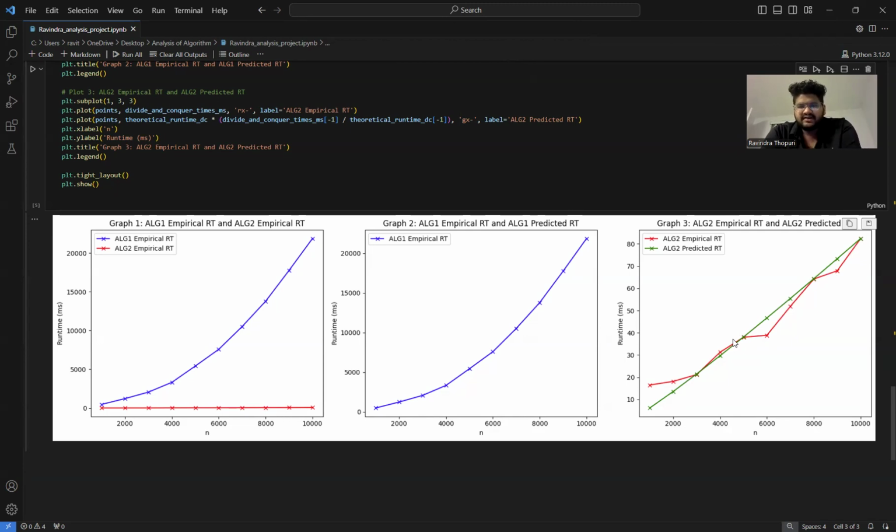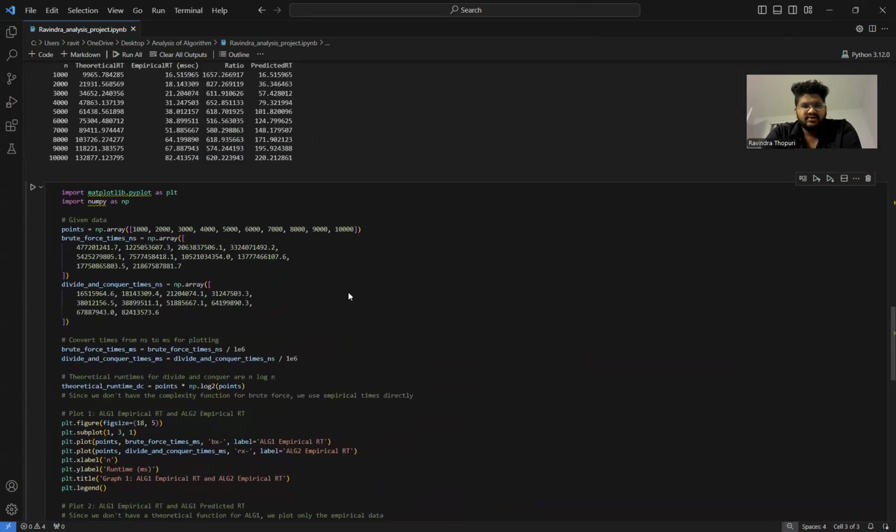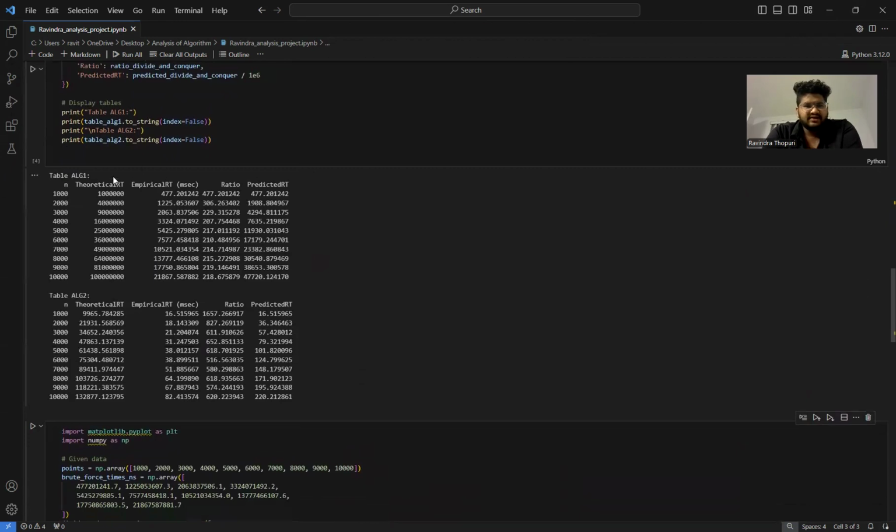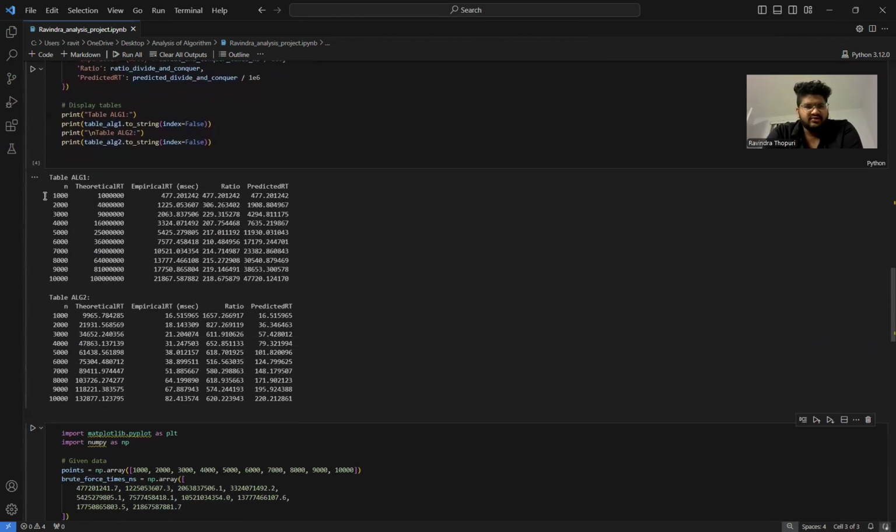We also put this data in tables to get a more granular look. Here I will show you that one. After running this code, you can get two table responses. One table for algorithm one, the brute force method, and the other table is for algorithm two, the divide and conquer method.